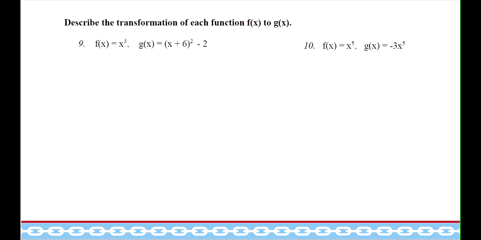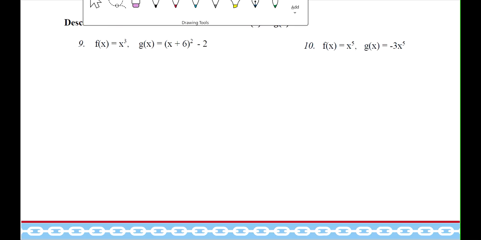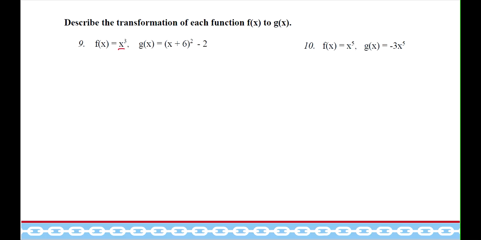For the last 2, right, we're looking at transformations of these functions. So our parent function here is x to the 3rd. Then we're looking at the transformed function here, g of x. Remember, anything in parentheses has to do with horizontal, and it's opposite of what the signs show us. Anything outside parentheses is vertical, and it is not opposite.